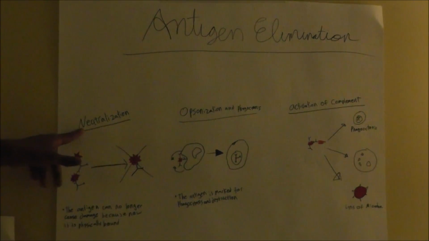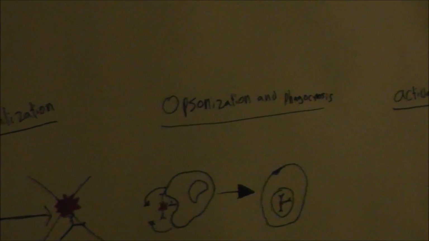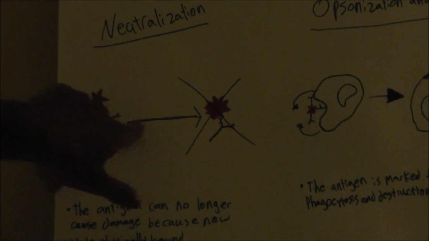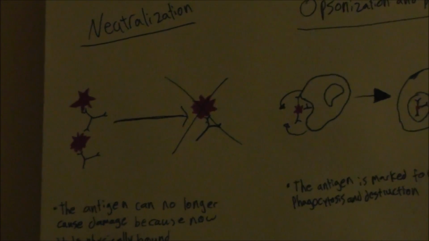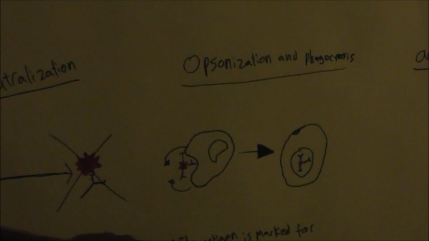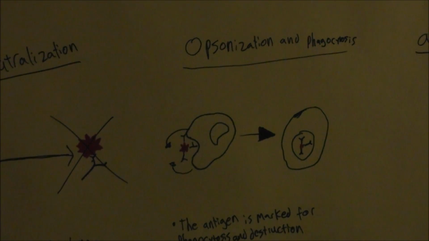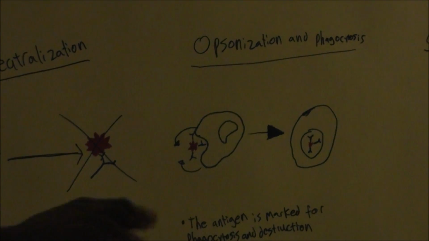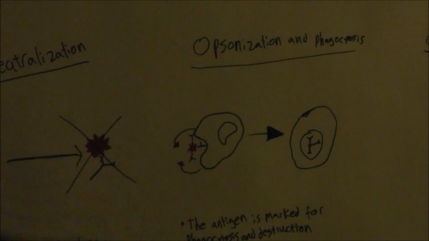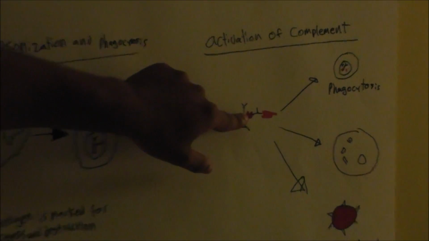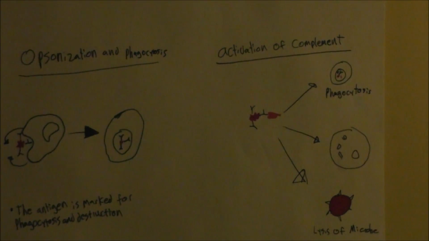Here you see the first step, neutralization. The antigen can no longer cause damage because it's now physically bound by one of the receptors. Second, this part is called opsonization and phagocytosis. This antigen is marked for phagocytosis and destruction, so it will now be consumed by the cell via cellular phagocytosis. And the activation of a complement, which basically means it picks which of these actions it wants to take.